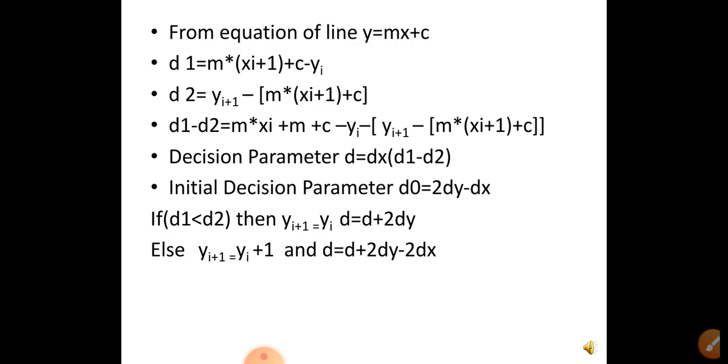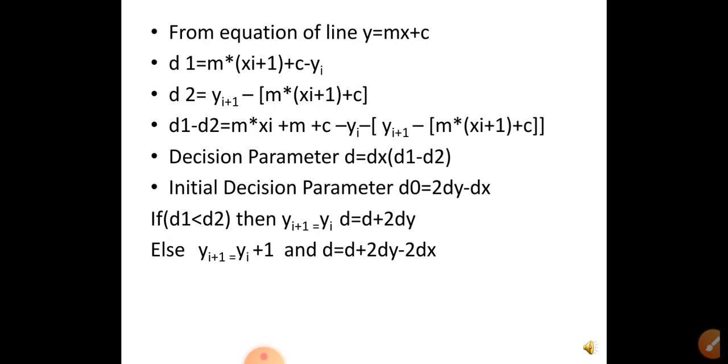Okay, what happens if the decision parameter is less than 0? Y should not be incremented. Y should remain as it is. The only thing we need to increment is the x value, and it should be incremented by only 1. Okay, if the decision parameter is greater than or equal to 0, then what happens? The current y value should also be incremented by 1, and the current x value also gets incremented by 1.